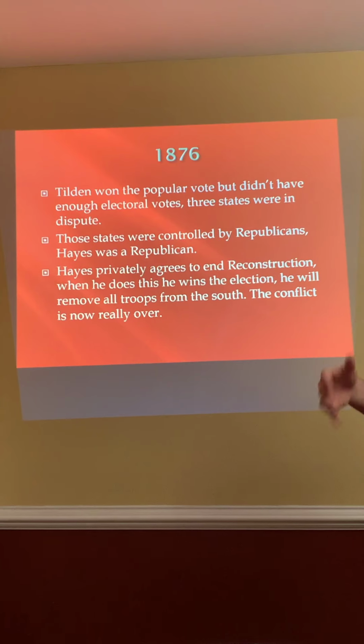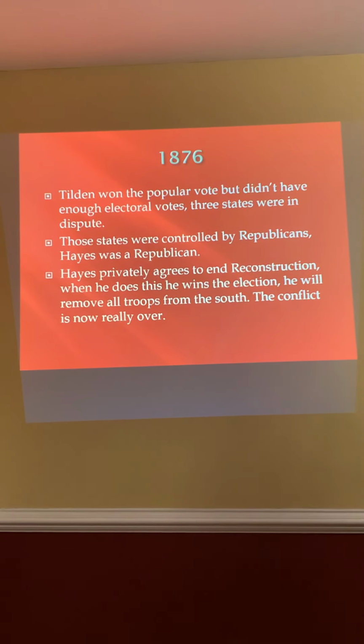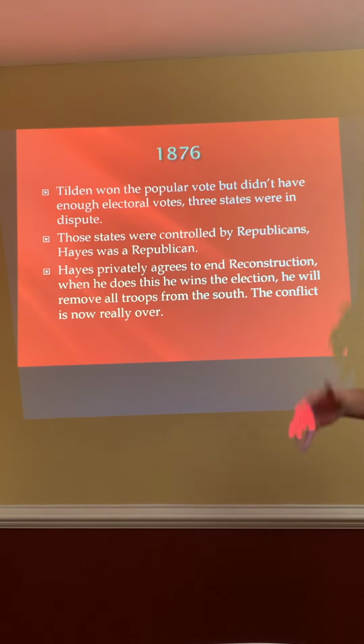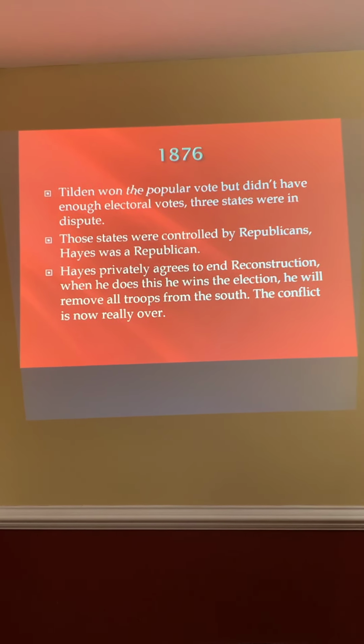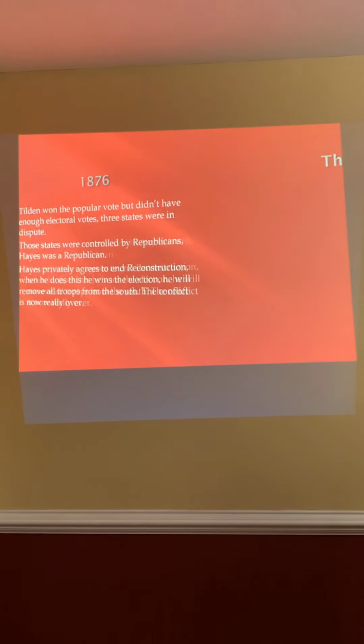The Civil War is truly over. There's no more troops in the South. There's no more war going on. It's done. So we're leaving everything back to what can happen with the people that are in charge.